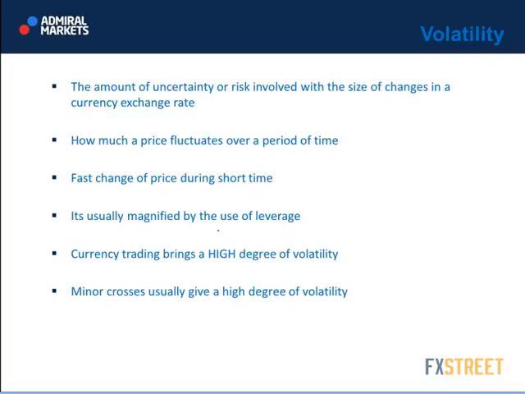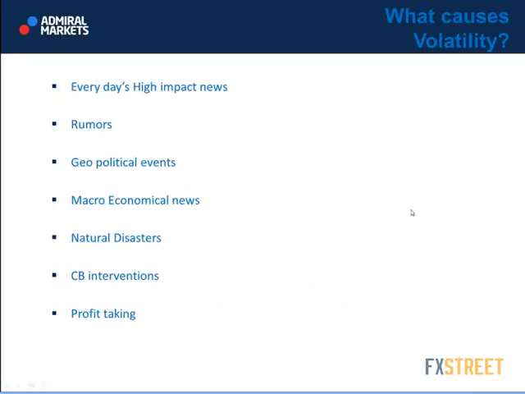Volatility is magnified by the use of leverage. So if you plan on using leverage, and most retail traders want to use leverage, that will mean that volatility will surely be magnified. Also, as I said, contrary to the stock market, currency trading brings a high degree of volatility. And minor crosses usually will give you a higher degree of volatility compared to standard major pairs. So what are the causes of volatility?